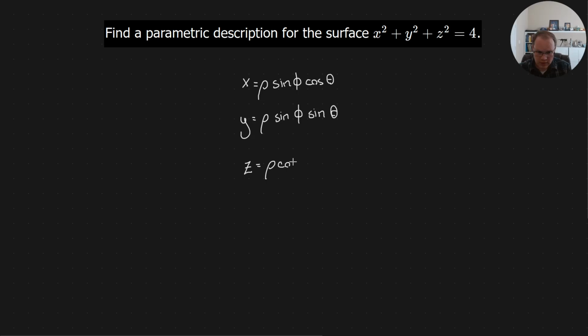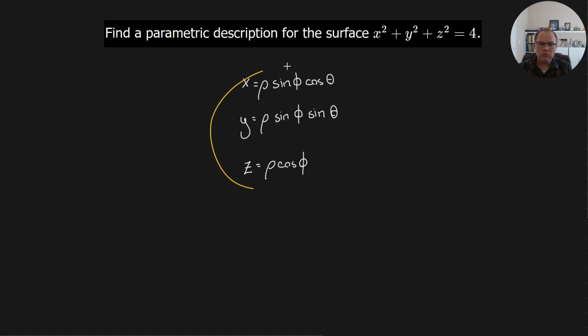One more. Find a parametric description for the surface x squared plus y squared plus z squared equals 4. So hopefully we recognize this as a sphere of radius 2. So since the surface is a sphere, maybe we should try describing it using spherical coordinates. So if we recall our spherical coordinates, x equals rho sine phi cosine theta, y equals rho sine phi sine theta, and z equals rho cosine phi.